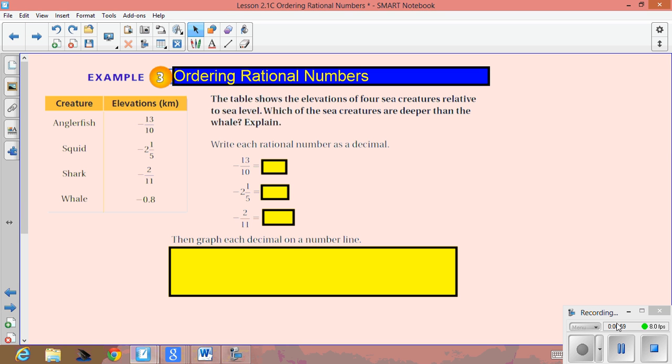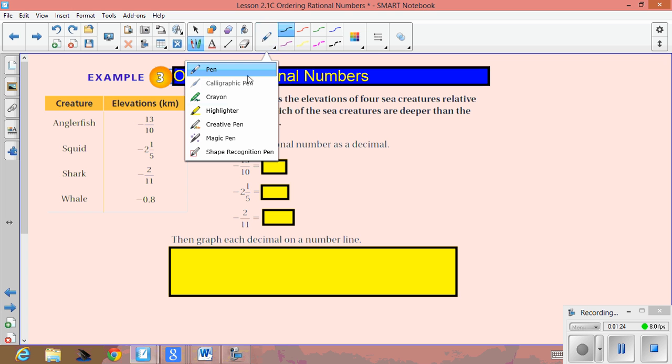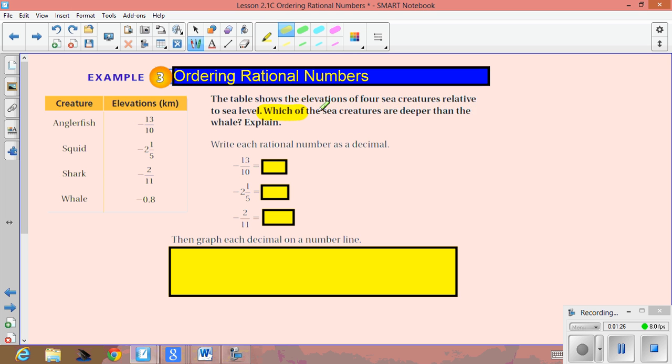Okay, here we go. In example 3, which is our first example, the table shows the elevations of 4 sea creatures relative to sea level. That means we're comparing all these numbers up to 0. Which of the sea creatures are deeper than the whale? So what I want you guys to get used to is highlighting the information that you need to answer. So this is what I'm answering. That's my question. The math that I have to do is something else, but I need to make sure I answer that question.